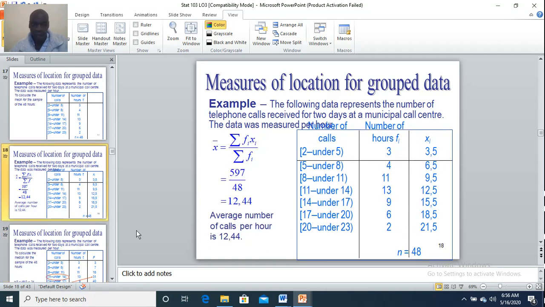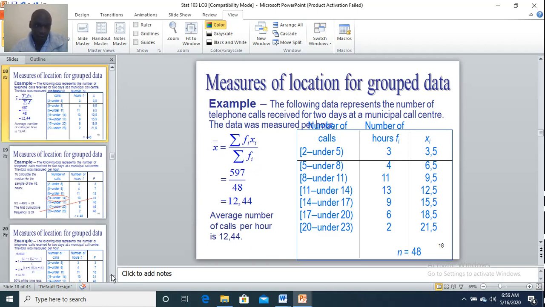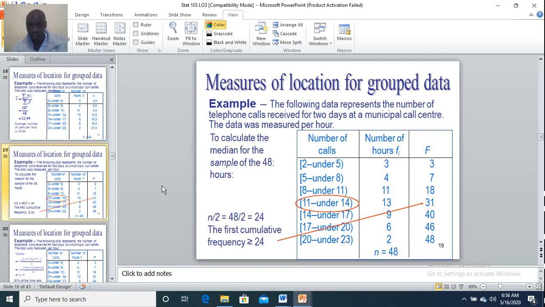After multiplying, you make a column fx. Then if you sum, you get 597. You divide by the sum of f, which is 48, so you get the mean here is 12.44, so that you don't get lost.